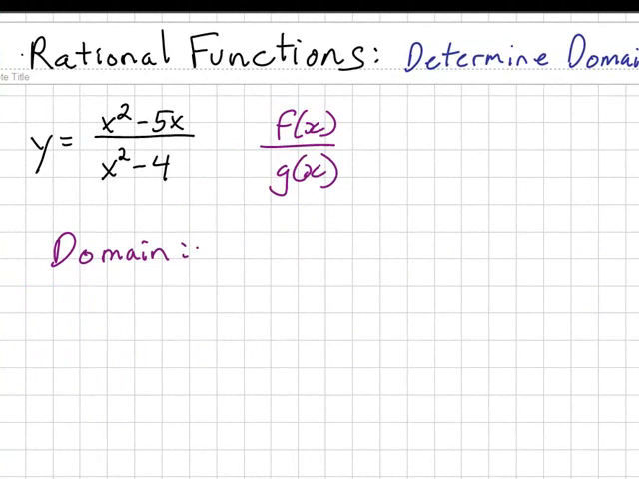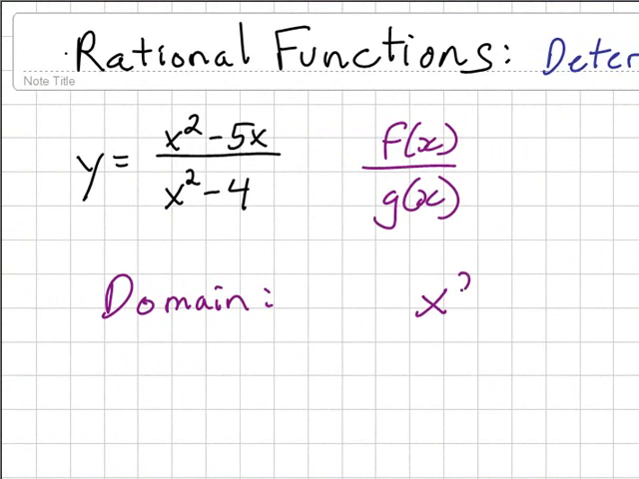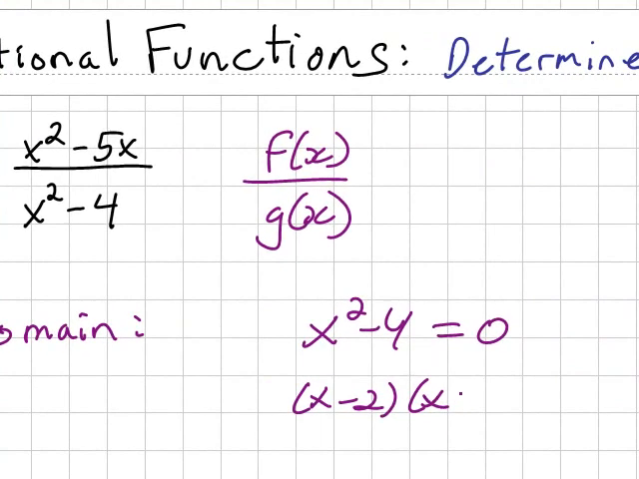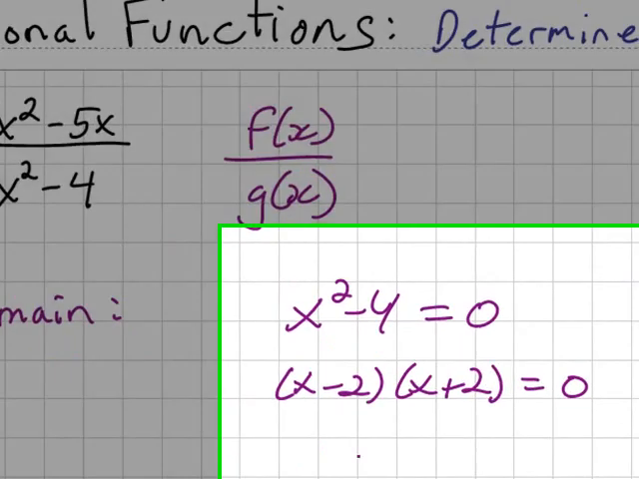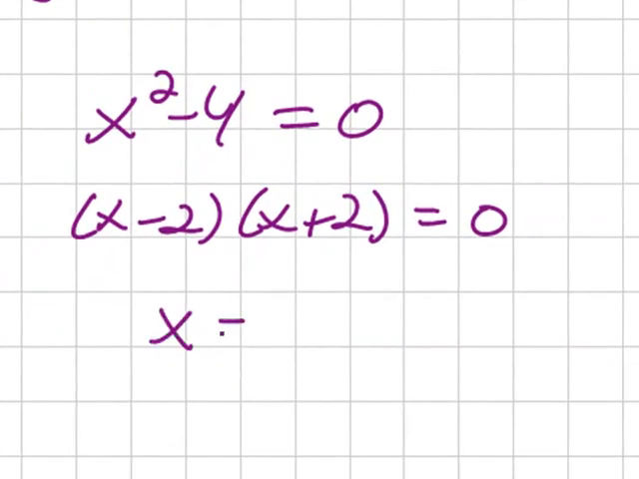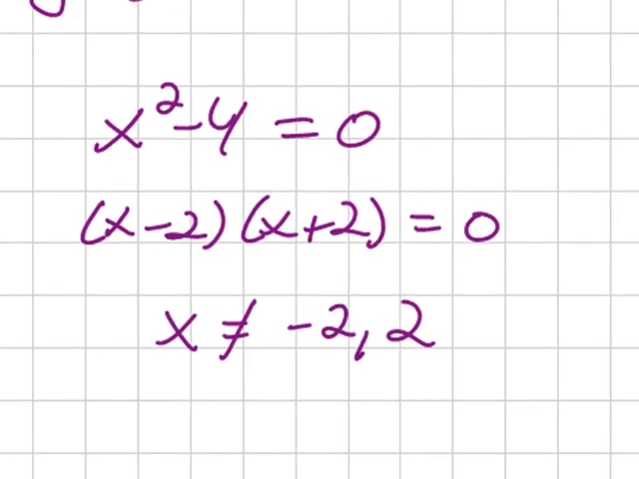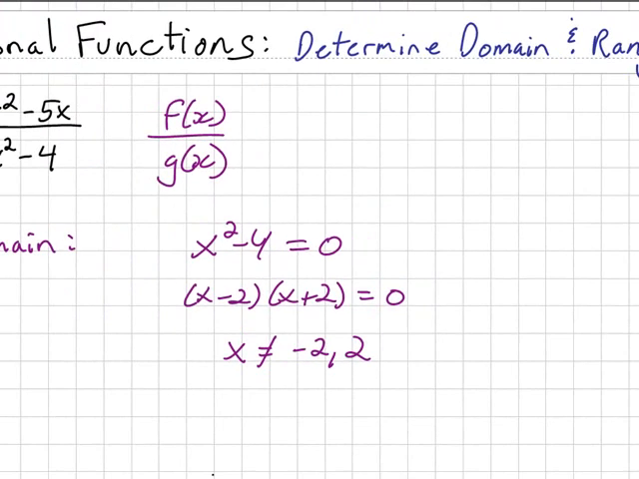So to do that, we take the bottom function, which is x squared minus 4, and we set it equal to 0, and we solve. Factoring, we get x minus 2 and x plus 2, so solving for x, we have x equals negative 2 or 2. What that's really saying is that's where the denominator equals 0, and for a rational function, those values are not allowed because they give us a 0 in the denominator.